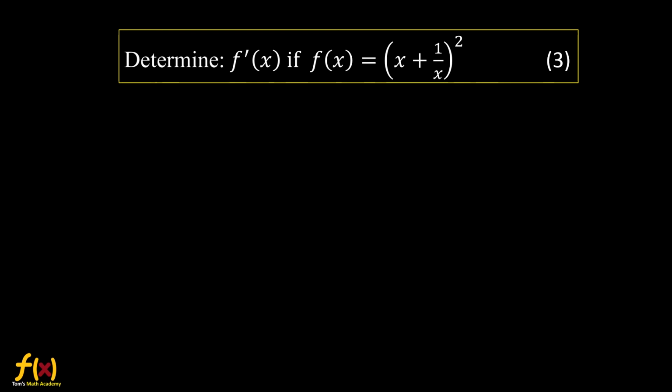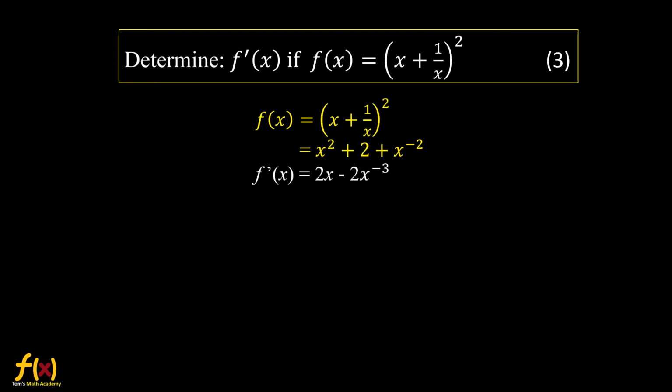Determine f dash x if f of x equals x plus 1 over x, whole square. This one has no mention of first principles here. We are going to find the derivative using rules. So we expand the bracket, that is our first job. We get the expansion x square plus 2 plus 1 over x square, that is x to the power minus 2.